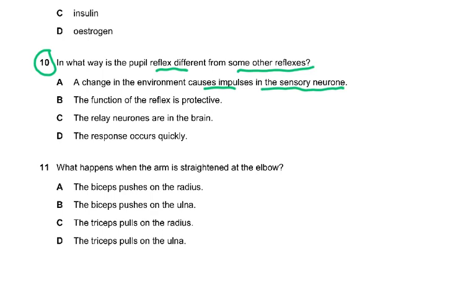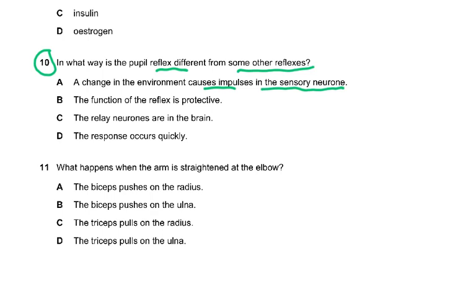Right? The function of the reflex is protective. You touch something hot and you withdraw your hand. Yes, it is a protective mechanism. The relay neurons are in the brain. Well, that's the only thing which is different, you see, normally the relay neurons are in your spinal cord. If you touch something hot, the relay neuron is in the spinal cord.